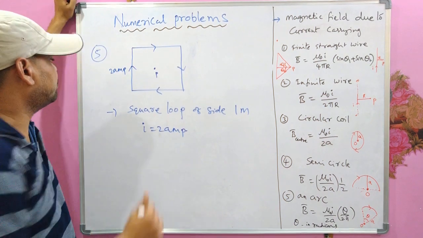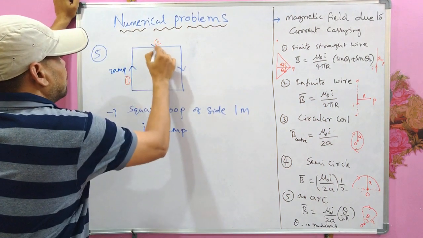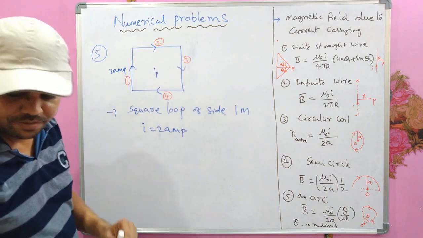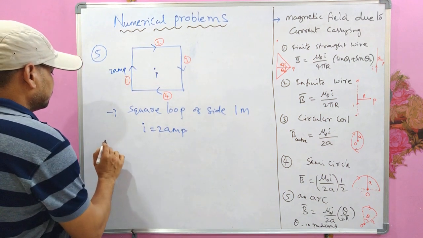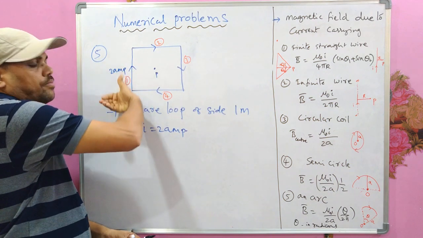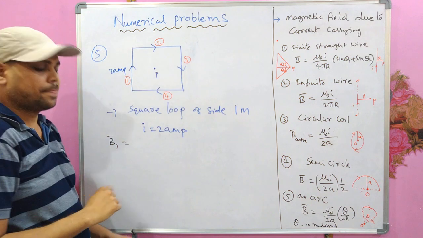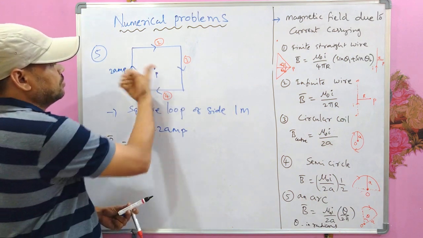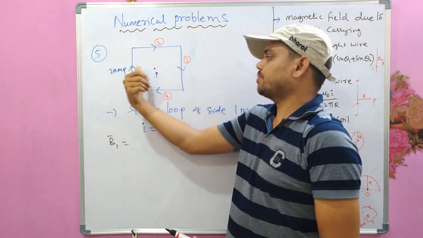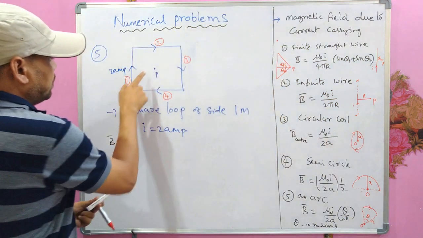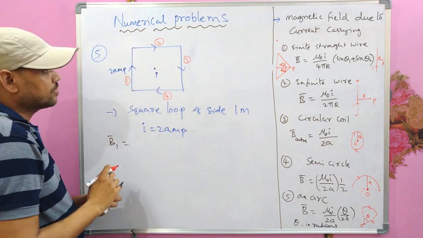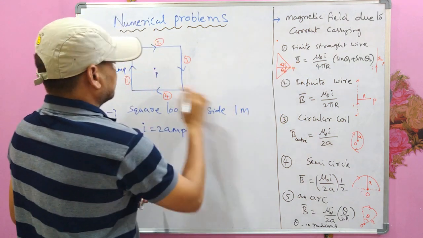For this again, I have to divide it into components. This is 3, this is 4. First I have to write B1. B1 is due to the current through this wire at this point. B1 is inwards because you can see the current is upwards. So what is the magnetic field at this point P due to the 2 ampere current carrying wire? Use this formula.